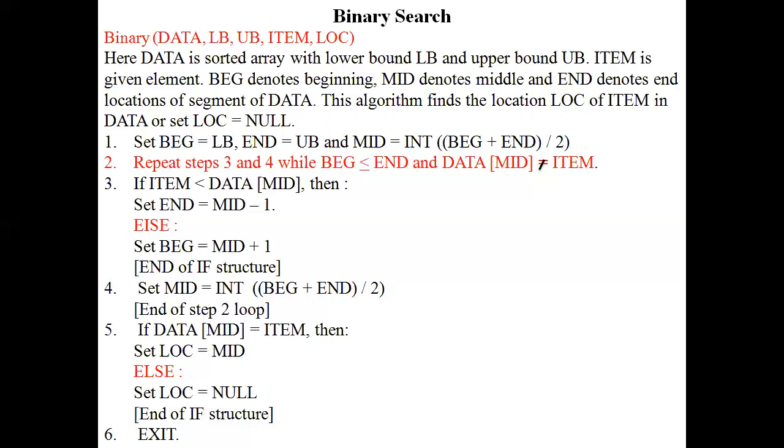The fourth step is to set the new mid element, that is int of (beginning plus end) divided by 2. So now we find the mid element using the formula int of (beginning plus end) divided by 2. Next, we re-enter the step 2 loop.